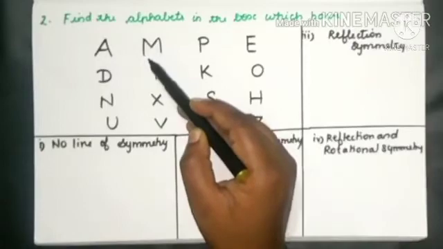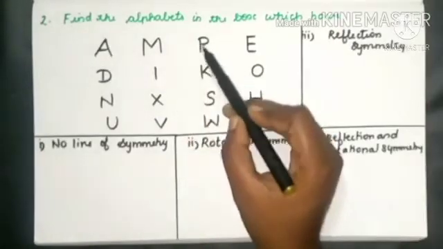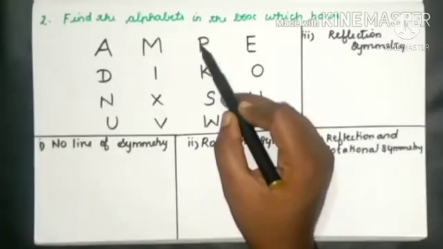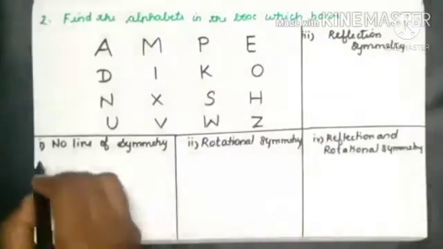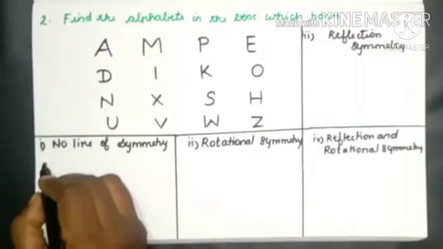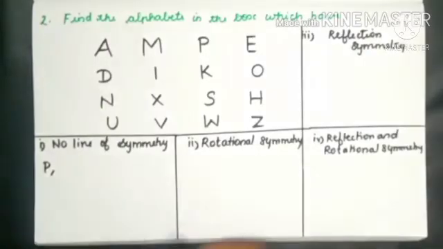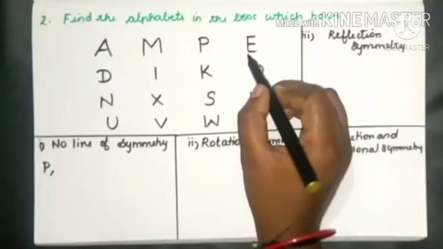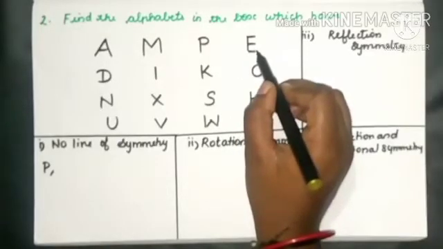It divides into two equal parts. But for the letter P, it is not divided into two equal parts. So, for the letter P, there is no line of symmetry. And for the letter E, E is divided into two equal parts.